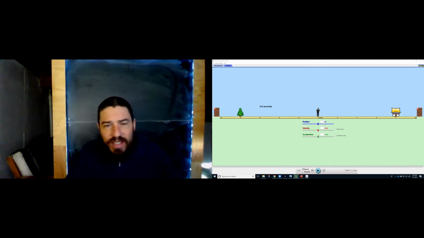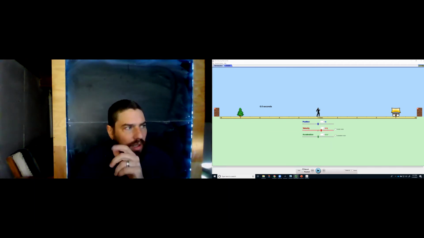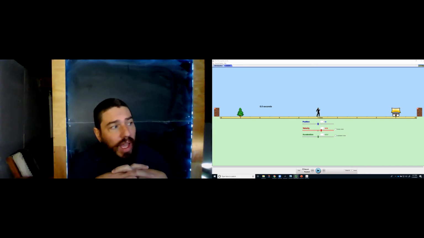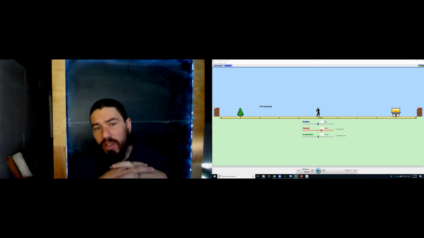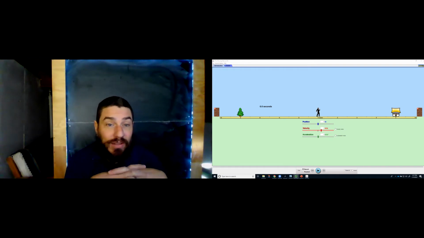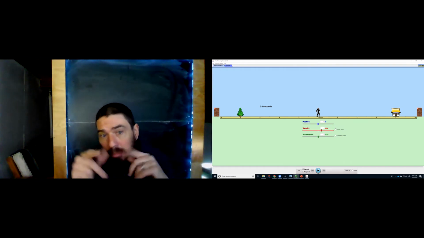We're going to start at 0 meters, and let's give him a velocity of 2 meters per second. So I've given him a velocity of 2 meters per second. I'm going to hit go, and an acceleration of 0. Why don't you think to yourself, what's this motion going to look like? Is he going to move to the right, to the left? Speeding up, slowing down, constant speed? Let's see.